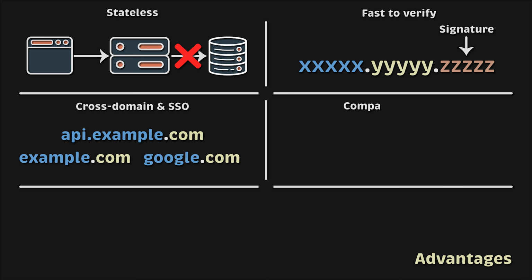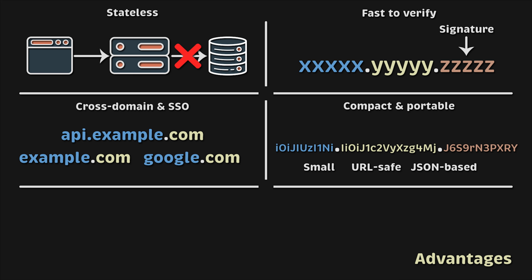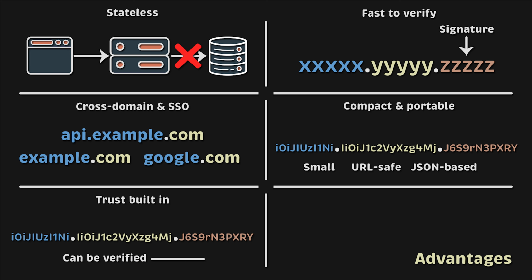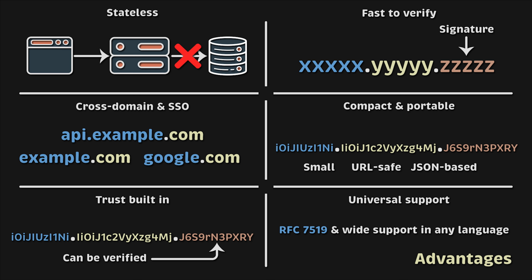They are also compact and portable, relatively small, URL-safe, and JSON-based, so they travel easily in headers or URLs across browsers, devices, and third-party clients. Every single token is signed, which means the signature can be verified, allowing any service that trusts the issuer to validate it without a network call. And finally, they follow an open standard and have a wide array of open-source libraries available for encoding and decoding tokens. It is also important to understand some trade-offs you have to make when using JWT tokens.